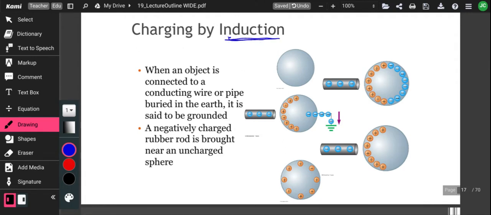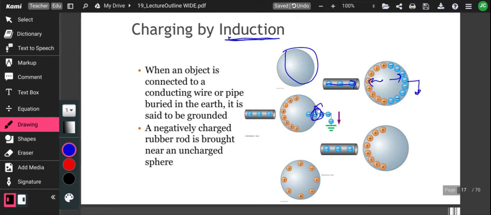The second method is called charging by induction. Very similar name, keep it straight. So what happens here is we have our neutral ball again. We bring in our rod, same way we did the last time. Negative charges on the right, positive charges on the left. This time we take our finger, a wire, some other conductor, and we attach it to the right side of this. We attach it over here.